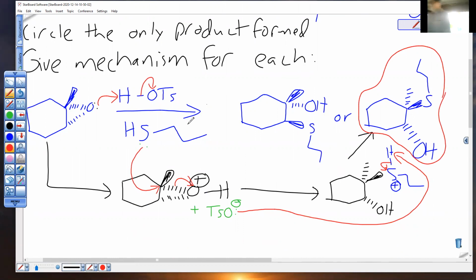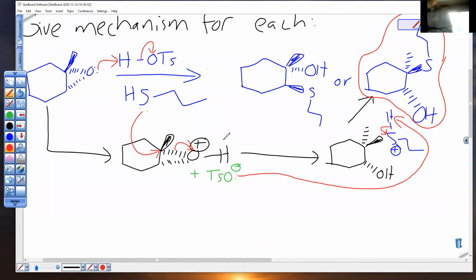If I wanted to put the S on the less substituted carbon, I would have done two very simple things. I'd use S minus, a strong nucleophile, and some other way to get the proton on there. Maybe step 2 HCl like last time. That's one way to do it.